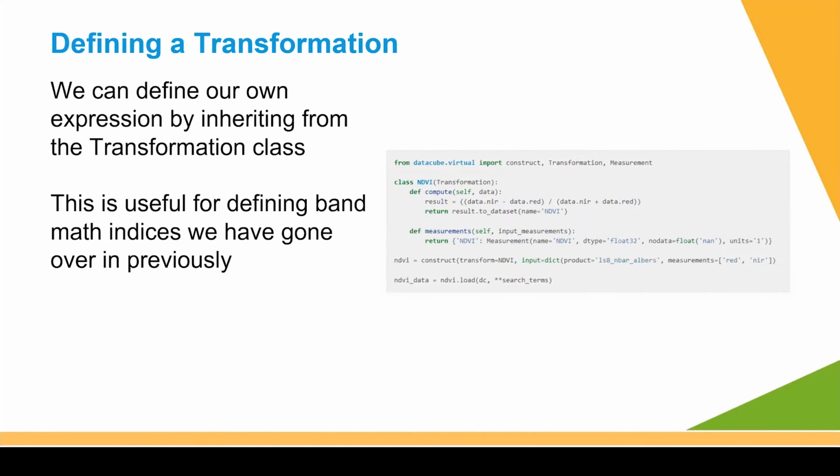So going forward to the example of NDVI, here we can see in the body of the compute is the actual definition of how to compute that band math index, which is you take the difference between the near infrared and the red bands. And then we divide it by the addition of the near infrared and the red. And then we want to return that result with the name NDVI. And then the measurement actually describes what the compute function is putting out.